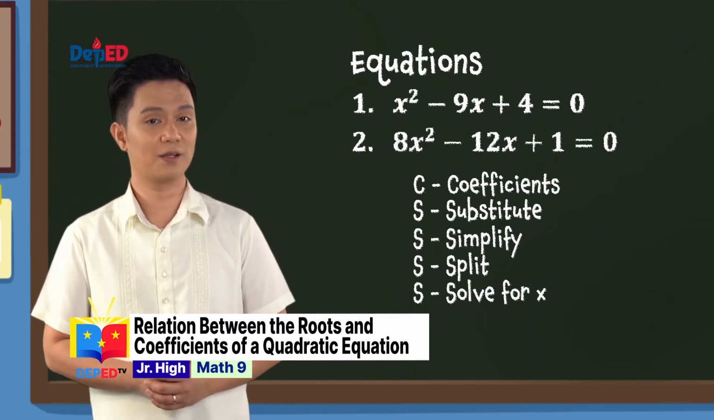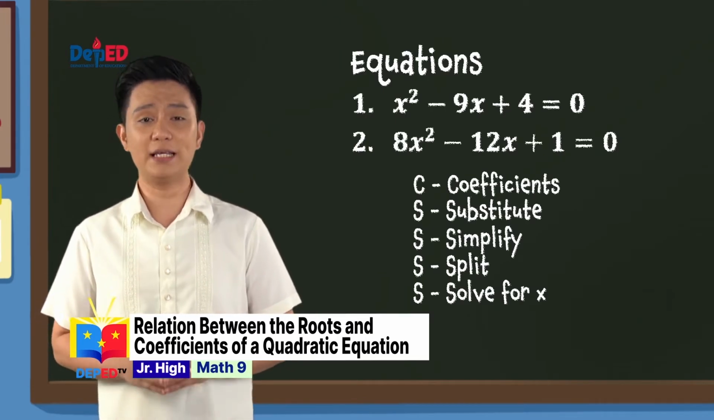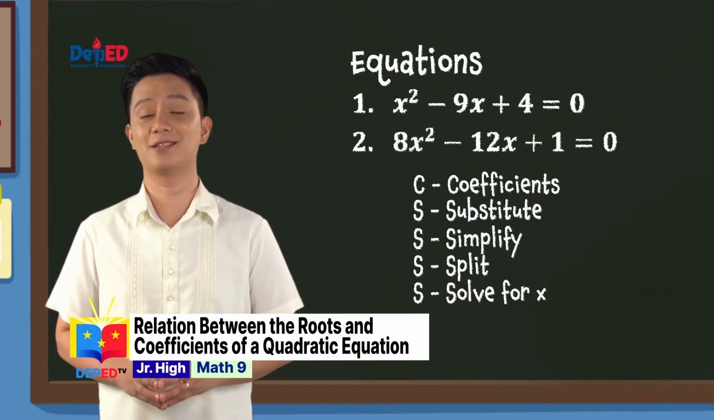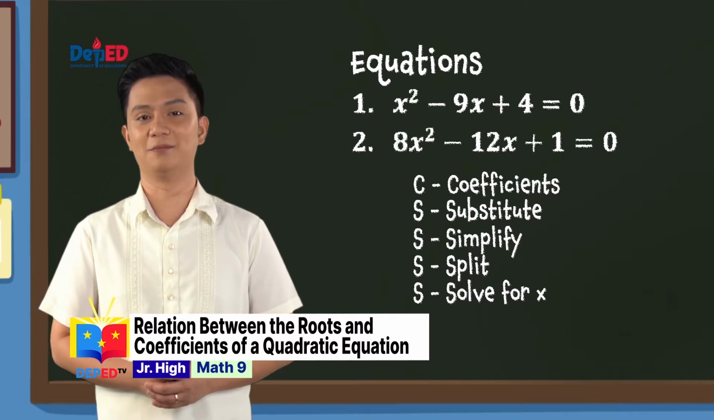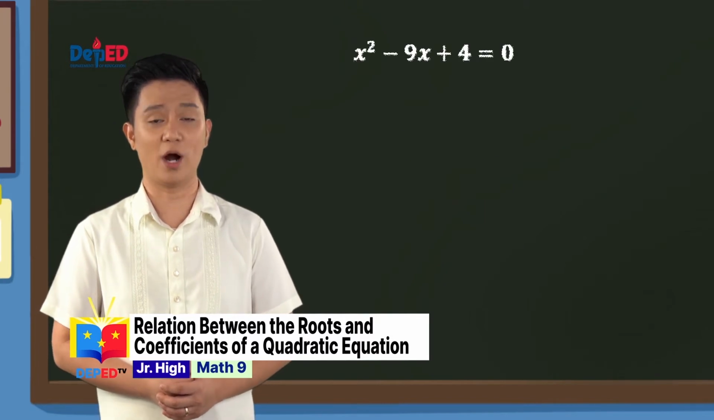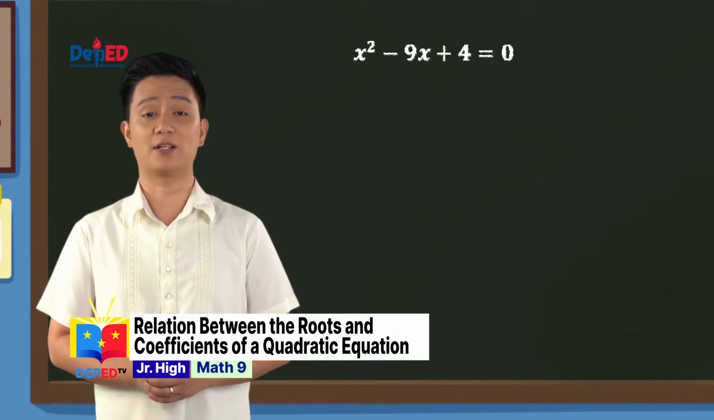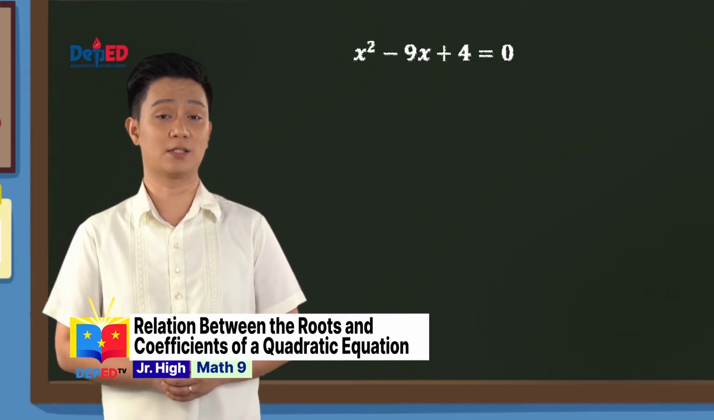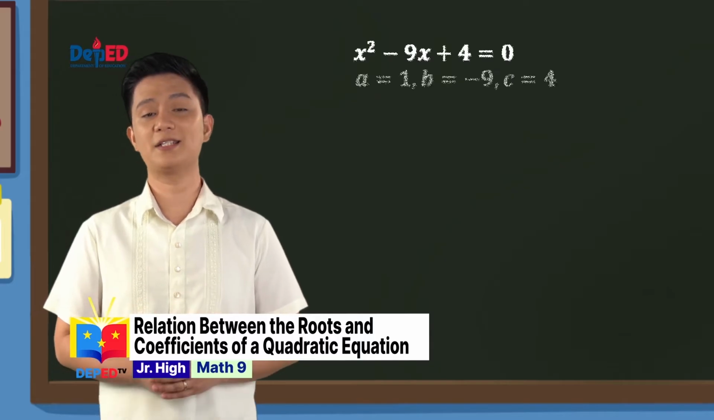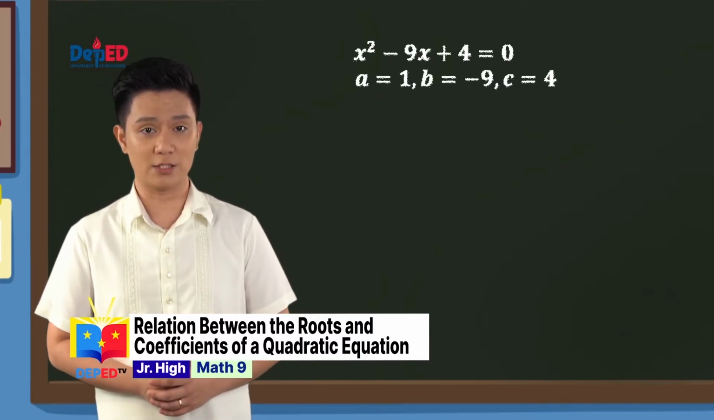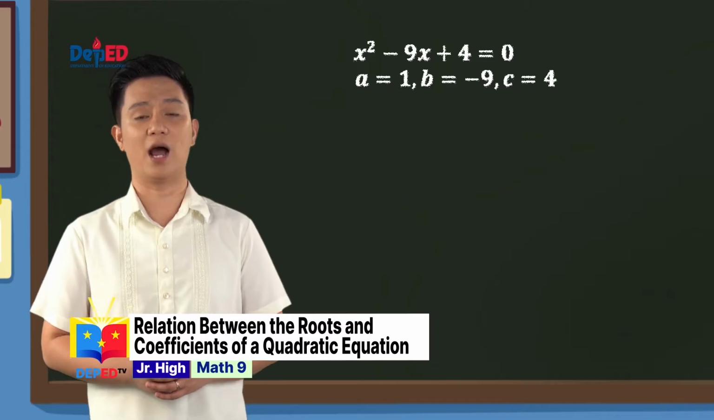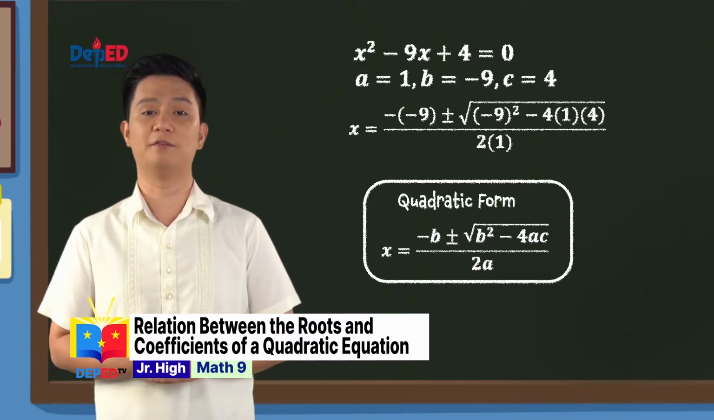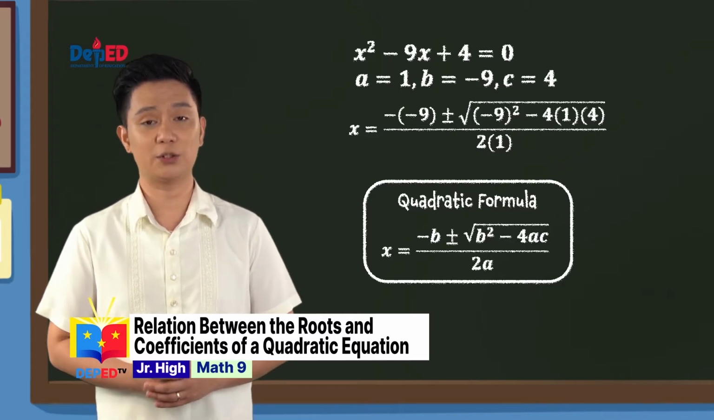Remember CS4? I gave this acronym for easy recall of the procedure we do to solve quadratic equations using the quadratic formula. Equation number 1, x squared minus 9x plus 4 equals 0. Let us determine the value of the coefficients a, b, and c. A is 1, b is negative 9, and c is 4. We now substitute the value of these coefficients in the quadratic formula.